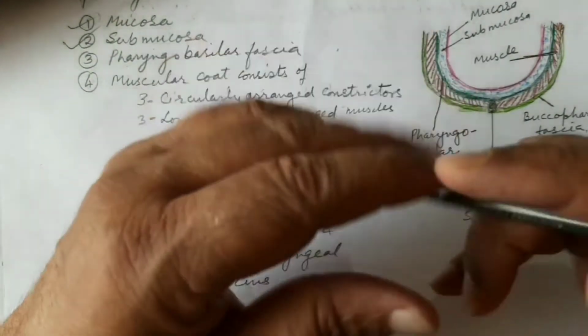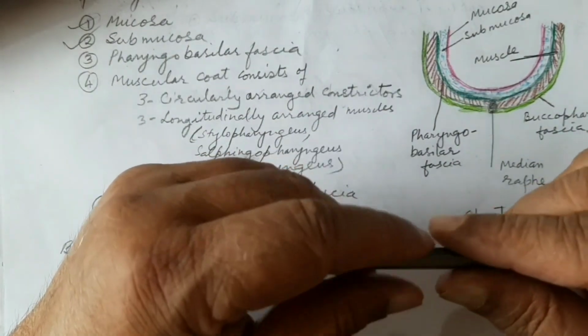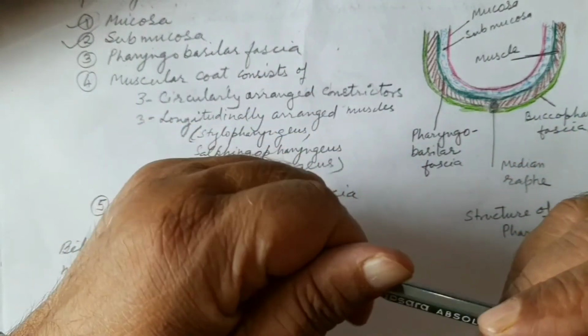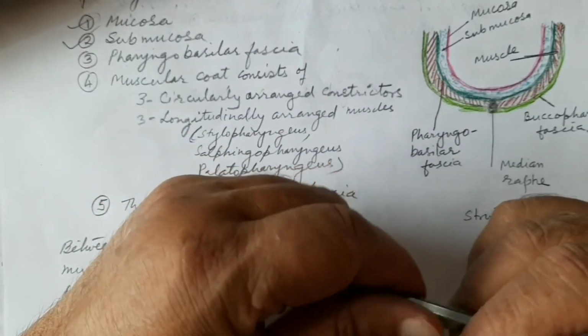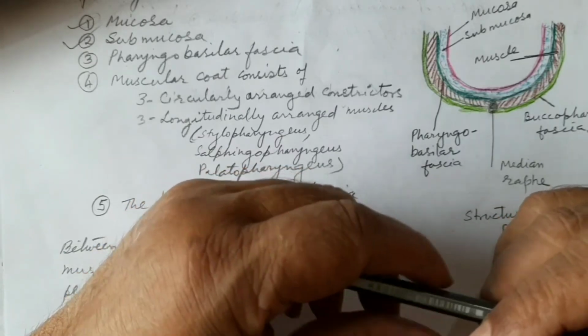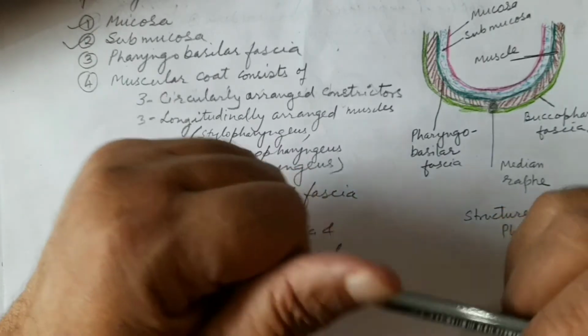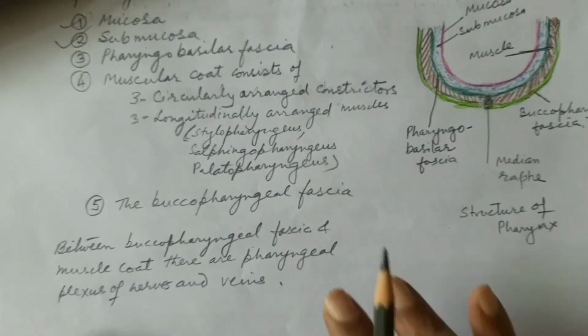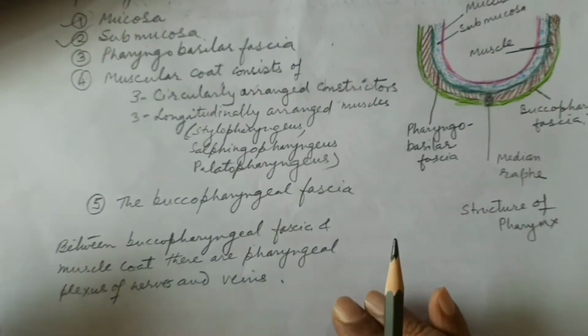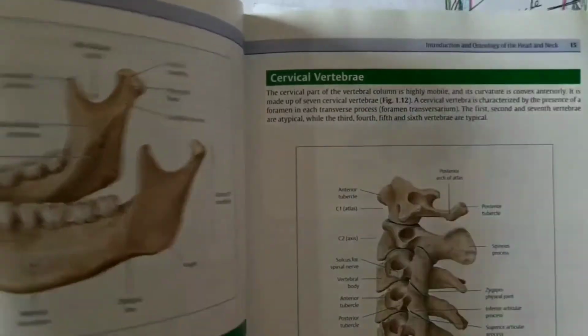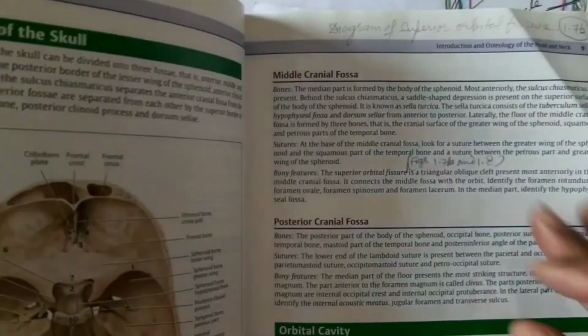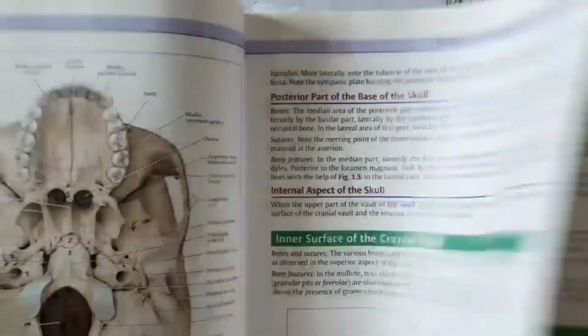Now, this fascia is attached to the basi-occiput, then to the petrous temporal bone, and then to the auditory tube, and to the posterior border of the medial pterygoid plate, and to the pterygomandibular raphe. Let me show you some of these structures from the base of the skull, to which this is attached. Let me show you the skull, where you can see the bony points where it is attached.